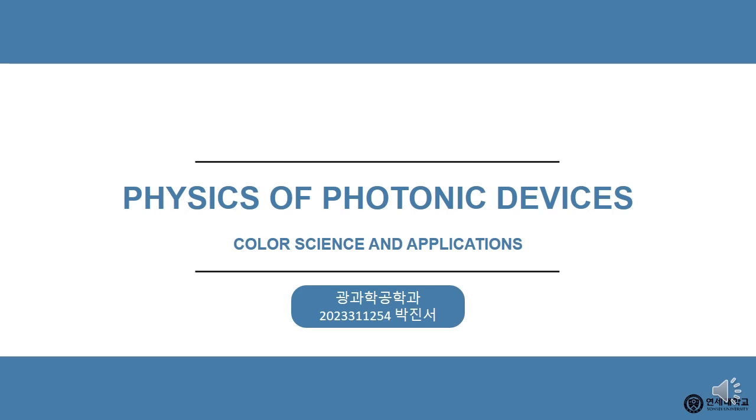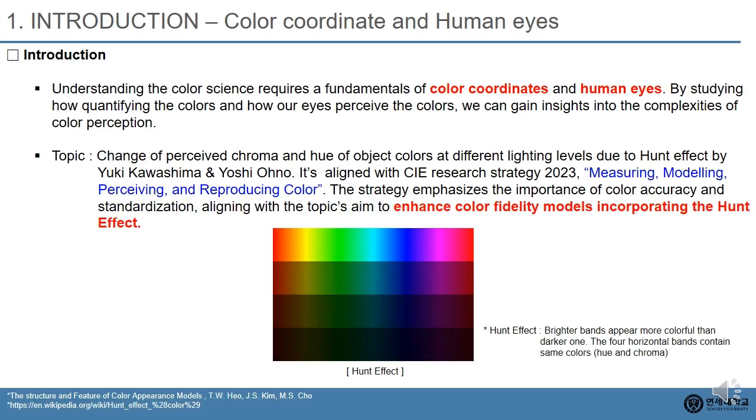Hi everyone, today I will be presenting on the topic of color science and applications with a specific focus on the change of perceived chroma and hue of object colors at different lighting levels due to the Hunt effect. To understand color science, we need to start with the fundamentals of color coordinates and how the human eye perceives colors. By studying how colors are quantified and how our eyes perceive them, we can gain insights into the complexity of color perception. Our topic aligned with the CIE Research Strategy 2023, emphasizing the importance of color accuracy and standardization.